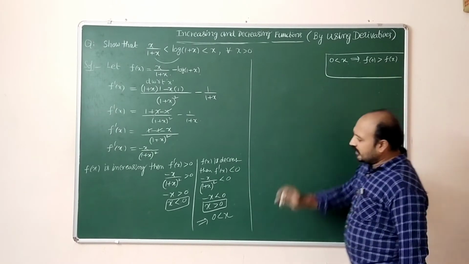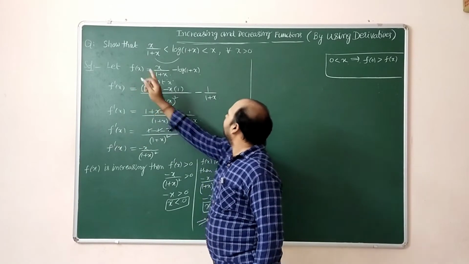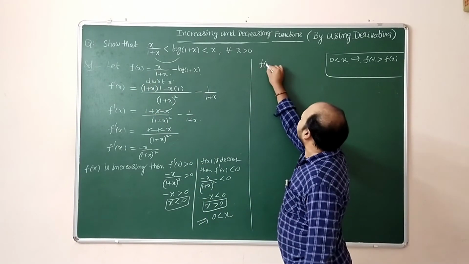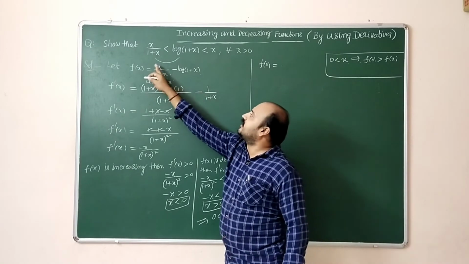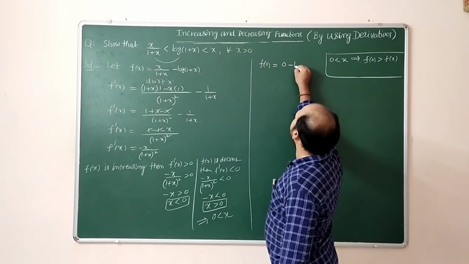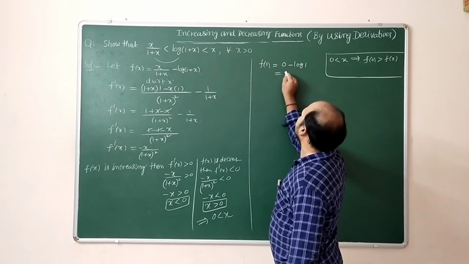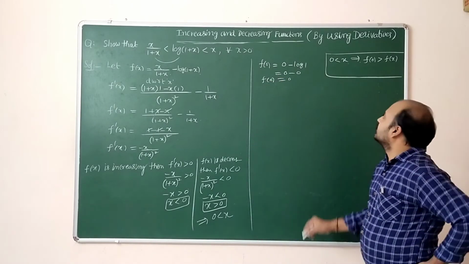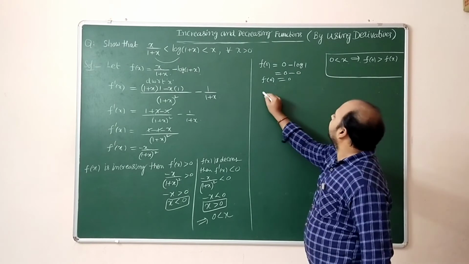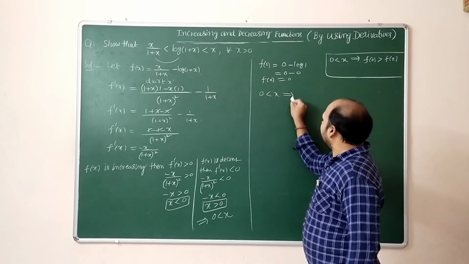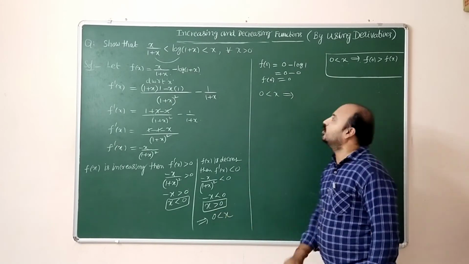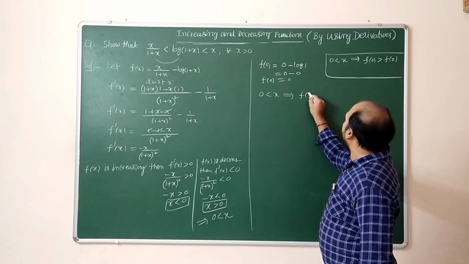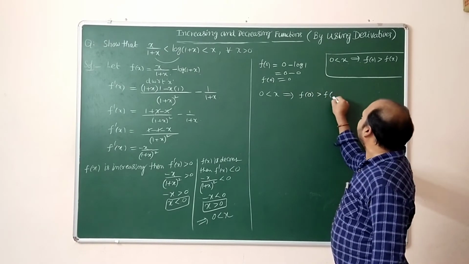F of 0 we need to calculate. F of x value is this one. So f of 0 equals, wherever x is there, 0 by anything is 0, minus log 1. What is log 1? Log 1 is also 0. So ultimately f of 0 value is 0. Now come to this condition, 0 is less than x. Why are we writing 0 is less than x? X is greater than 0.